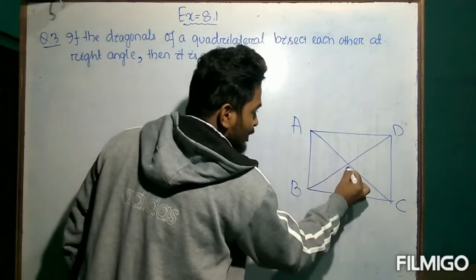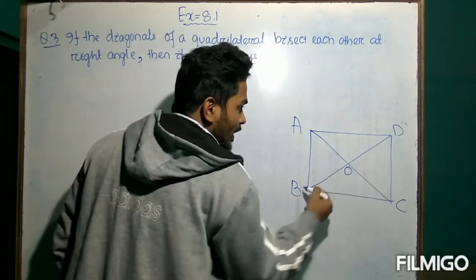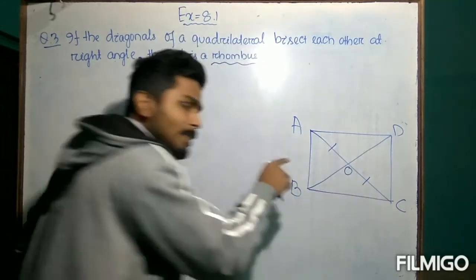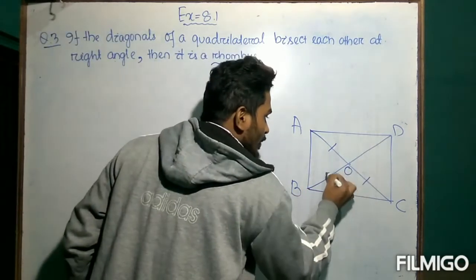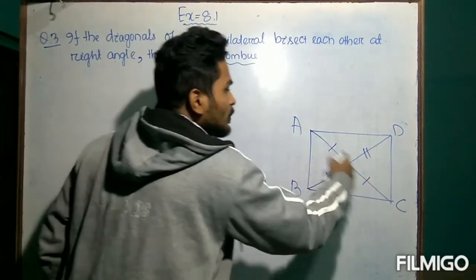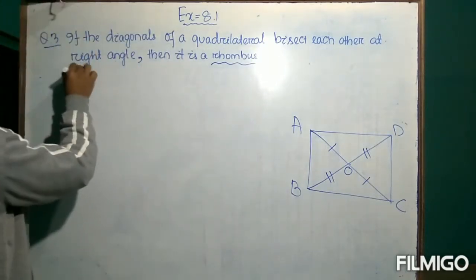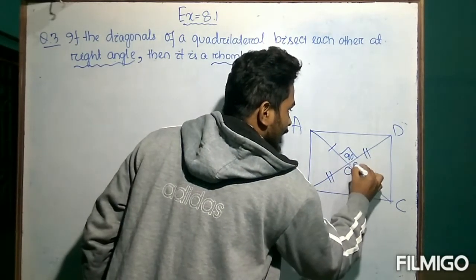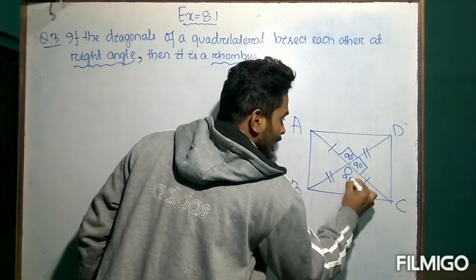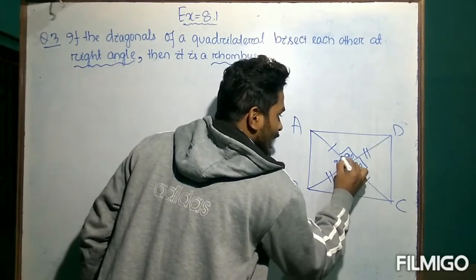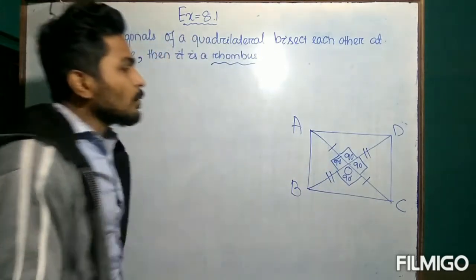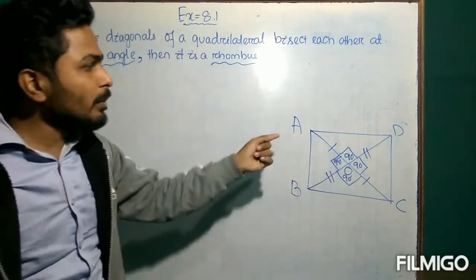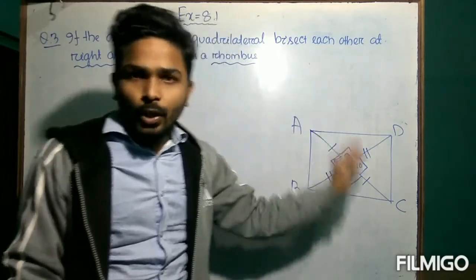That means if this is the point of intersection O of the two diagonals, then AO is equal to CO. It means AC is bisected. Similarly, BO is equal to DO. So the two diagonals bisect each other at right angle. At right angle means the angle between them is 90 degrees. Here it is 90 degrees, it is also 90 degrees and it is also 90 degrees. Understood? So in a quadrilateral, if the two diagonals bisect each other at right angle, then we have to prove that this quadrilateral is a rhombus.